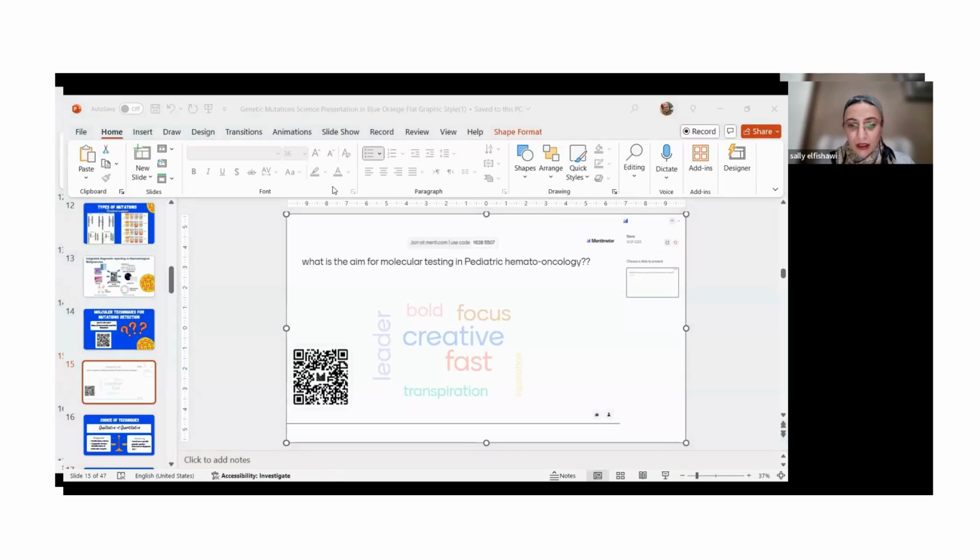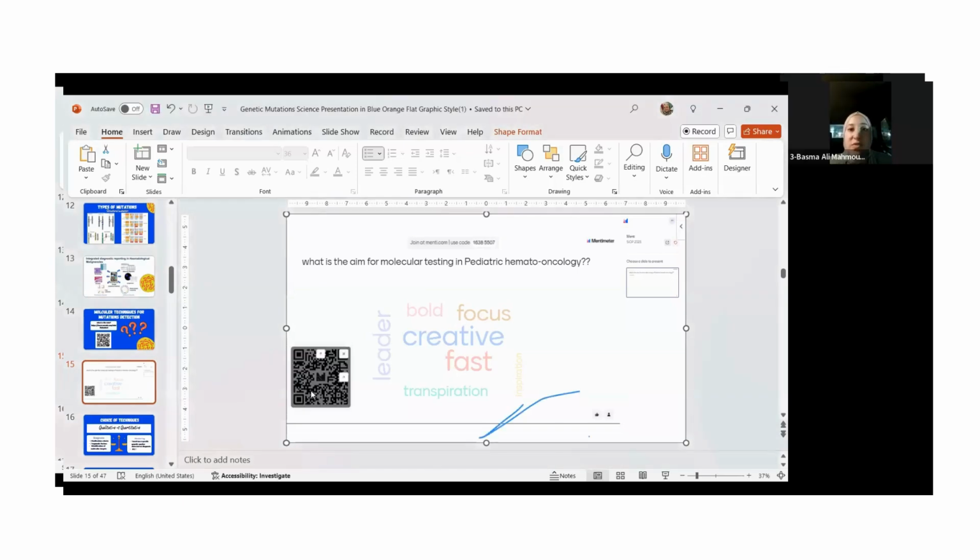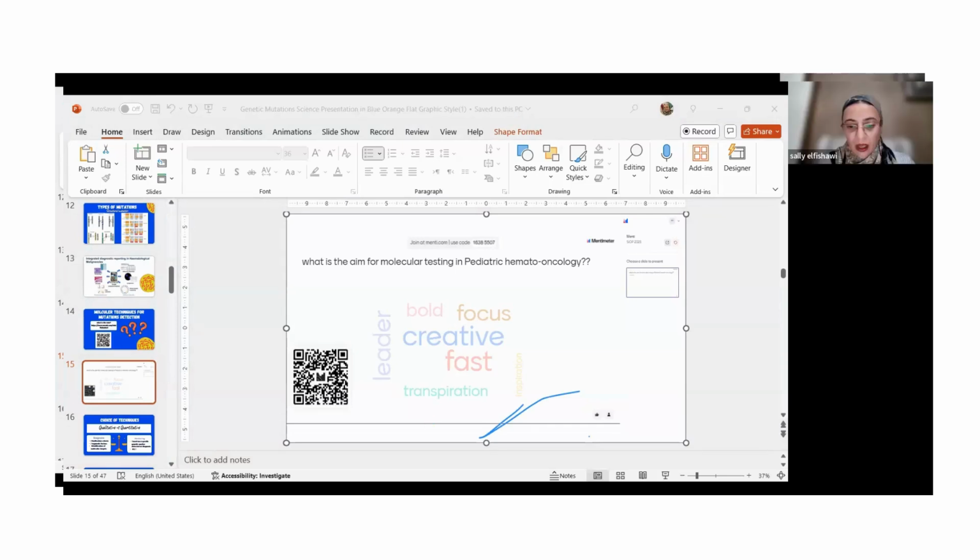If you want, I can put, can you see the code now? I can put a link. Dr. Sally, the code is very small. Can you make it bigger? Or if you can put the link in the chat box? Okay, I will try to put the link in the chat box. Maybe easier. Thank you, Doctor.